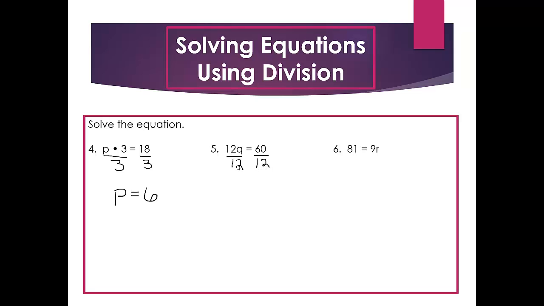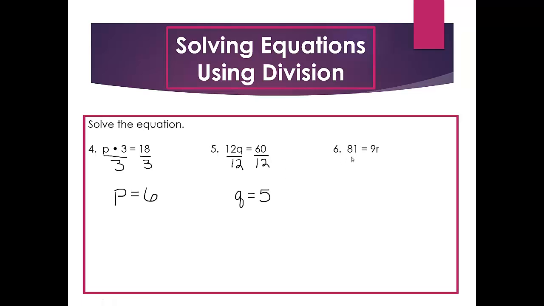12 divided by 12 is just 1, because they will undo each other. So multiplying by 12 and dividing by 12 undo each other. Now we're left with q. And 60 divided by 12 is 5. We can take this 5 and plug it back into our equation, and 12 times 5 does equal 60.